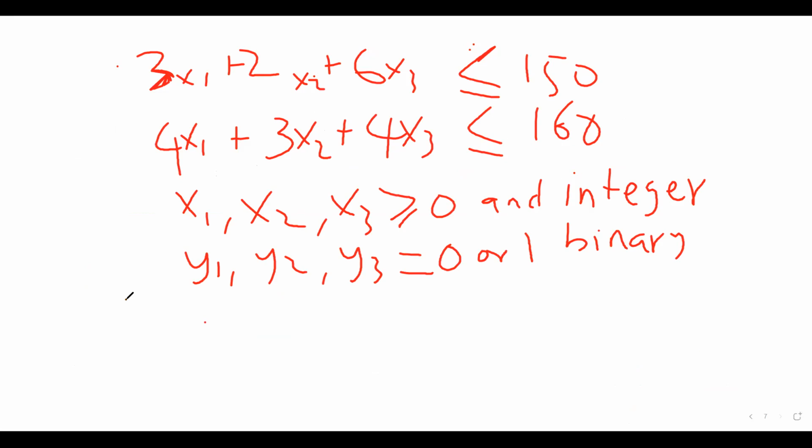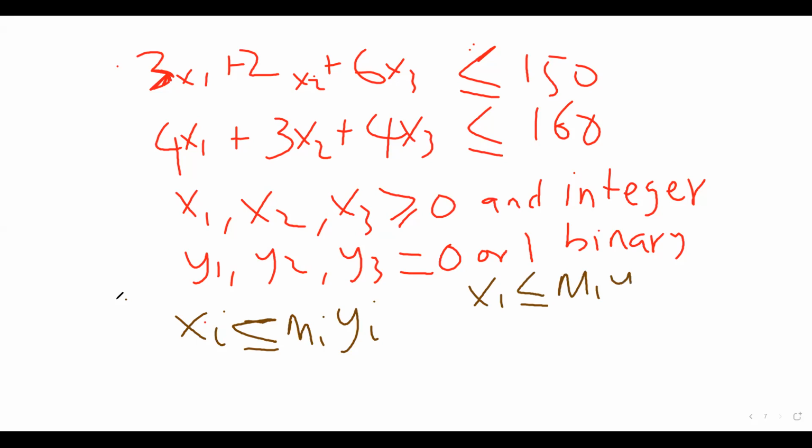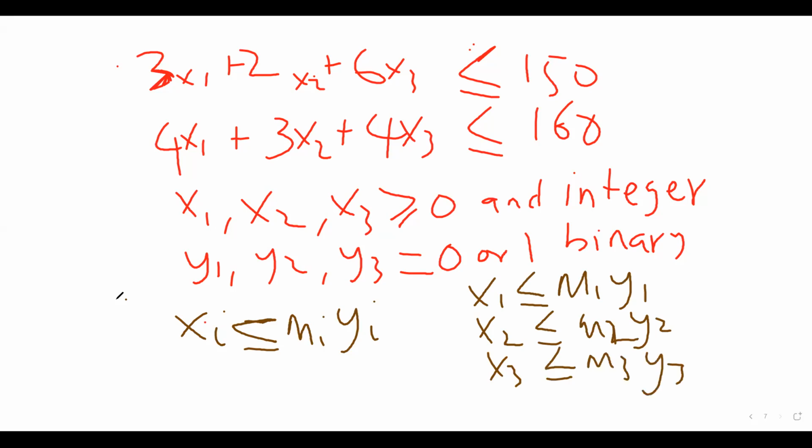And the relationship is linked like this. Every Xi must be less or equal to Mi and then Yi. This is a linking constraint. Every Xi must be linked with Mi and then Yi. And so it means that we must have X1 less or equal to M1, Y1, and then X2 less or equal to M2, Y2. Then X3 less or equal to M3, Y3. These must be linking constraints.